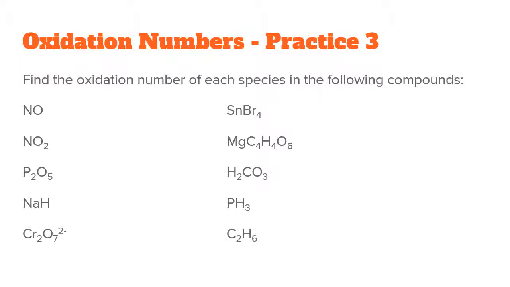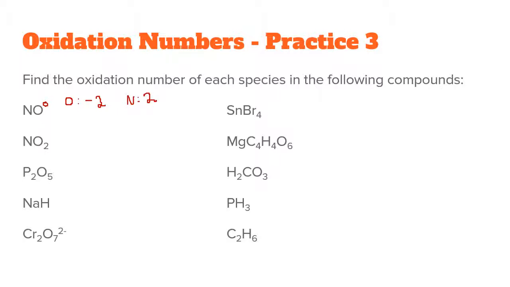For this first one, oxygen is pretty easy. We have our rule for oxygen. It always has a -2 oxidation state. And then for nitrogen, it has to balance out the oxygen to give us a total of 0. So nitrogen has to be a +2.